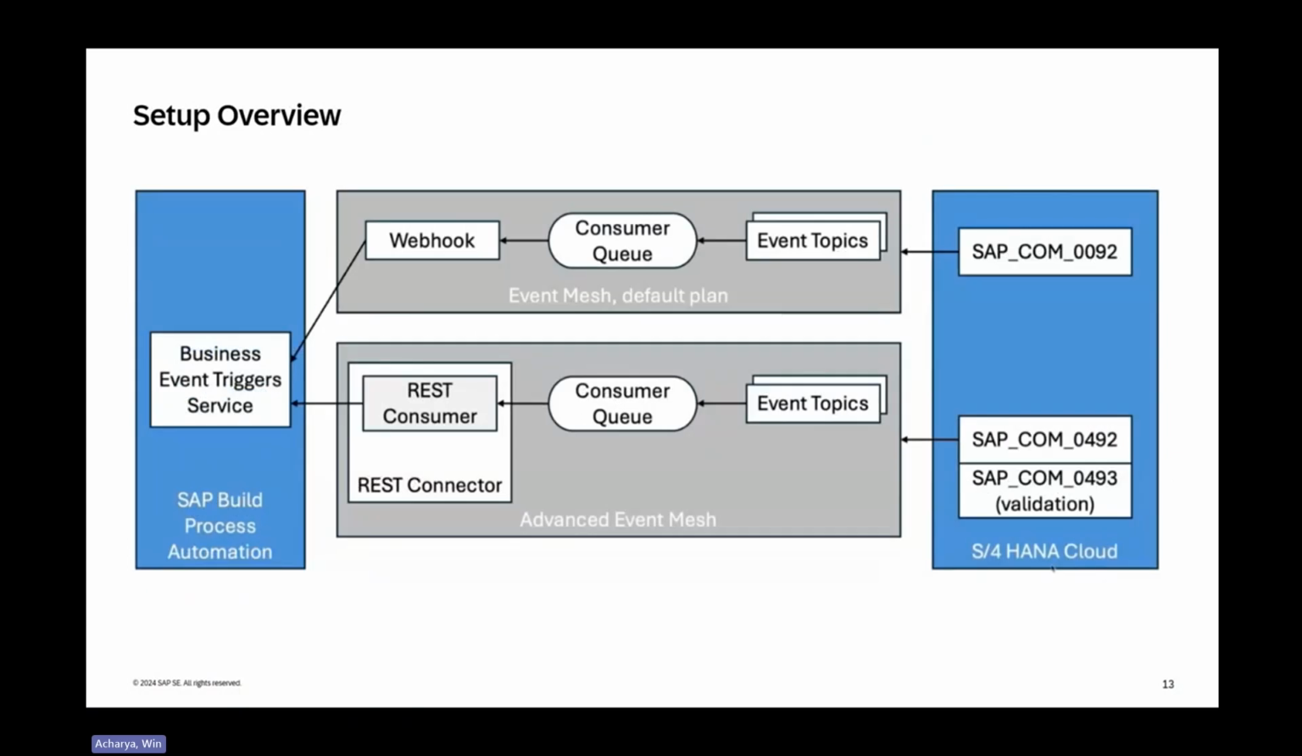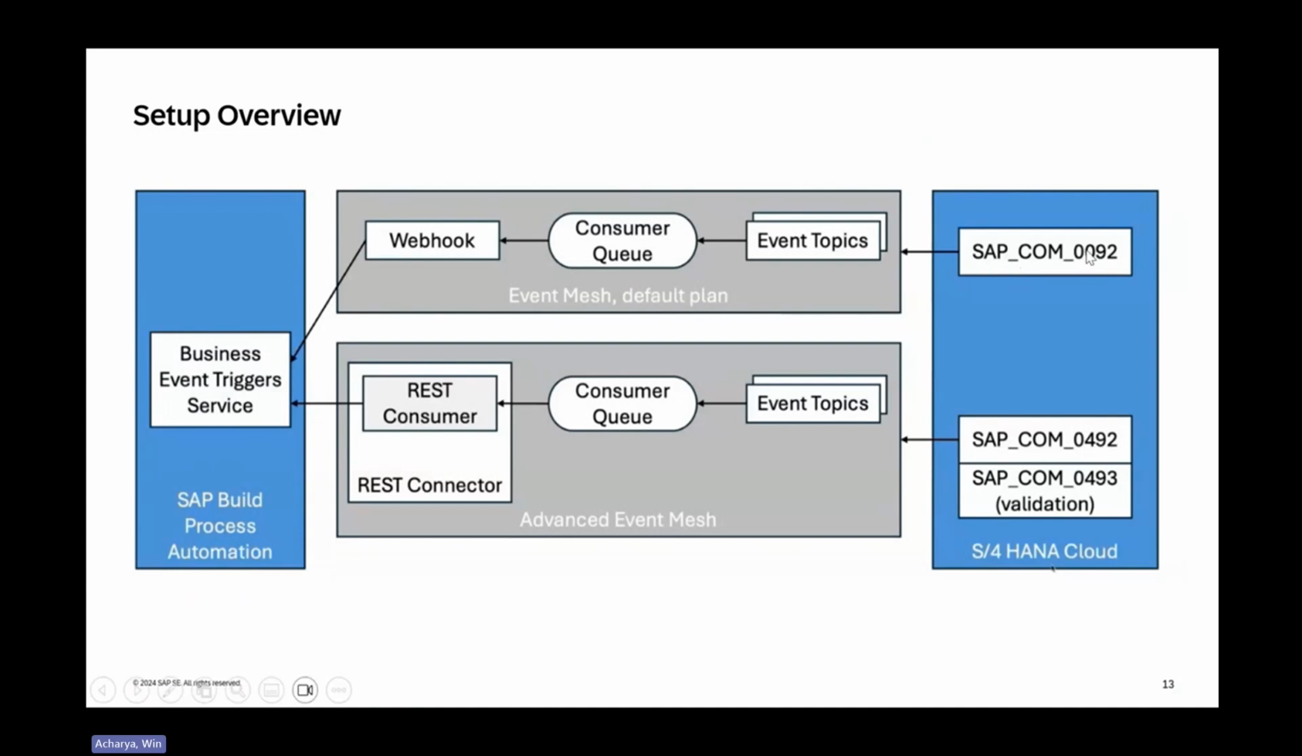Now, as a setup overview, this is how a very high level overview of the event mesh and advanced event mesh should look like. On the left side, we have SAP Build Process Automation, which hosts the business event trigger service. Then we have the event mesh that you see in the gray area. So the top is event mesh and the bottom is advanced event mesh. This means that both can work in parallel, and you can also switch over from the existing event mesh capabilities to the advanced event mesh capabilities. On the right side, we see the S4 HANA system where you have different communication scenarios and different topics enabled.